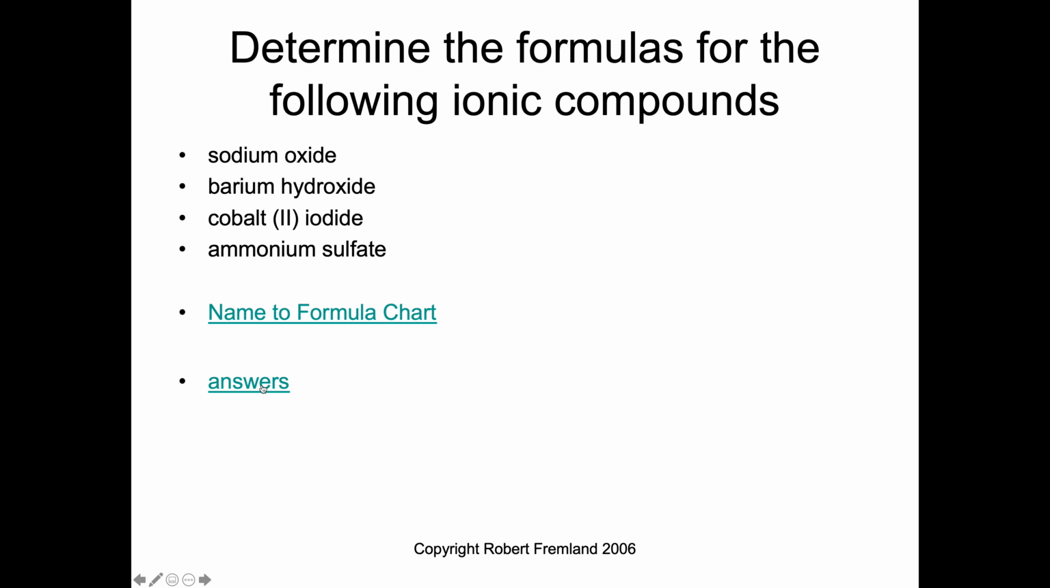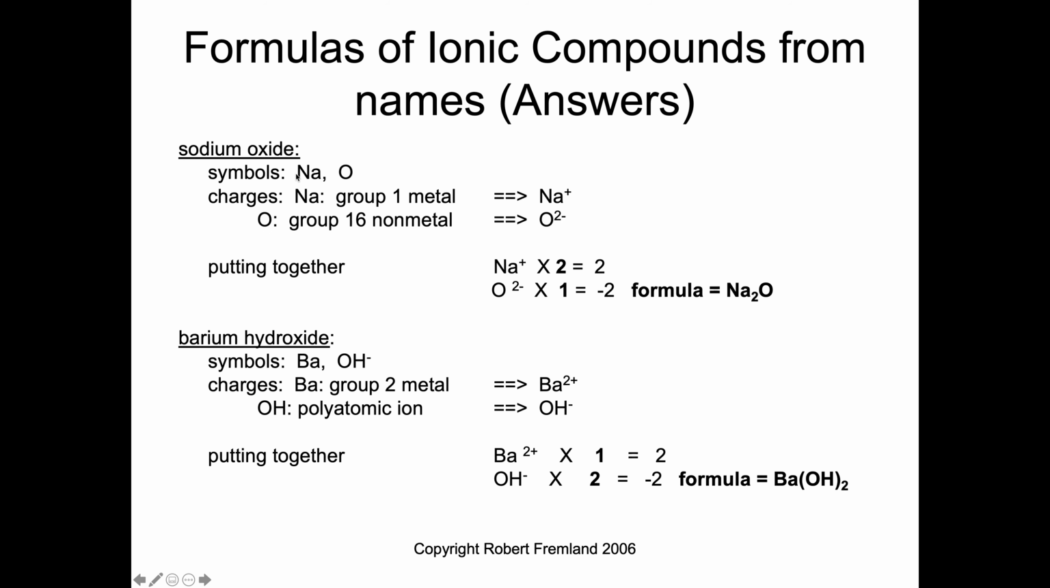Okay, so just another set of examples. Sodium oxide: Na for sodium, O for oxygen. Sodium is a group 1 metal, Na+, so +1. Oxygen is a non-metal in group 16, so it's a -2. Putting them together, it'll be Na2O. Barium hydroxide: barium is Ba, a group 2 metal, so it's a +2. Hydroxide is a polyatomic ion, so it's a -1. Putting them together, we have to get the charges to be +2 and -2. We need 2 of the hydroxides, so the hydroxide goes in parentheses.